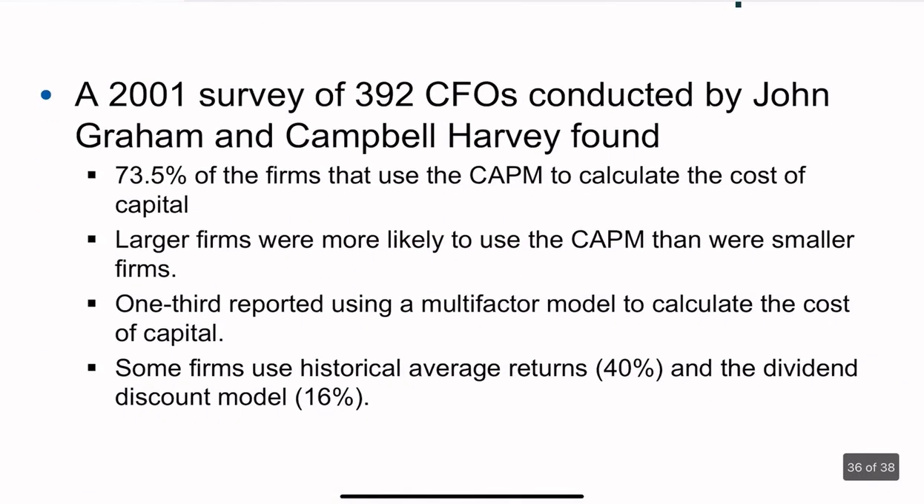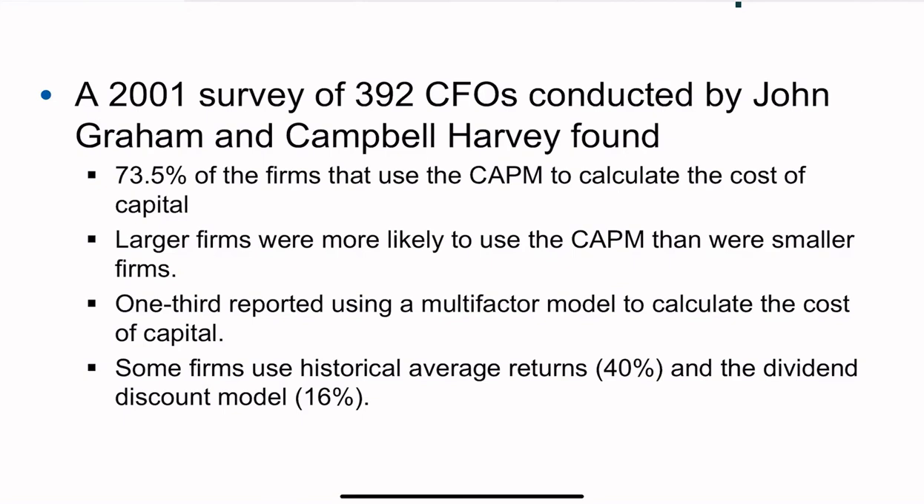So a 2001 survey of 392 CFOs by John Graham and Campbell Harvey found that 73.5% of the firms would use CAPM, right? So you can see that CAPM is a really important model. And you can see why a lot of firms would want to use CAPM. It's because of simplicity, right? You only need the risk-free rate, beta, and expected return on the market portfolio. Then boom, you get your answer. So that is easy, right?